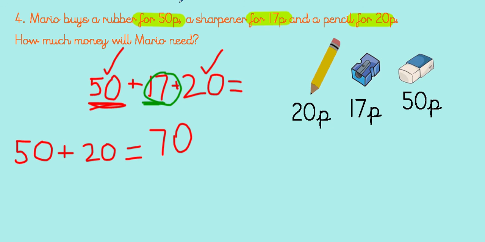So let's tick off this 17 here because we've used that one as well. So 50 add 17 add 20 equals 87. So Mario is going to need 87 pence. Well done if you remembered your unit of measurement there. Not 87 elephants, 87 pence.